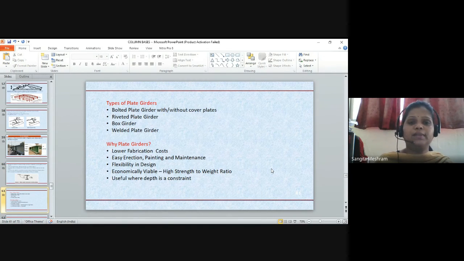Then types of plate girders: it is bolted with or without cover plate, then riveted plate girder, box girder, then welded plate girder.